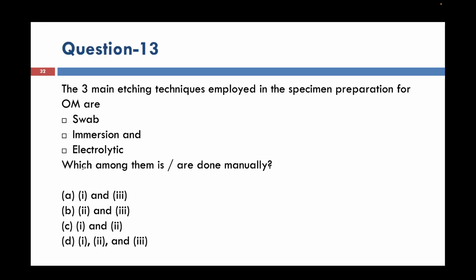Swab only, swab. Of both, 1 and 2. Yes, swab and immersion are both done manually, and electrolytic etching is done automatically. Sorry, etching, electrolytic etching, not polishing. So the correct answer will be 1 and 2. I have not given the numbers. This is 1, this is 2, and this is 3.